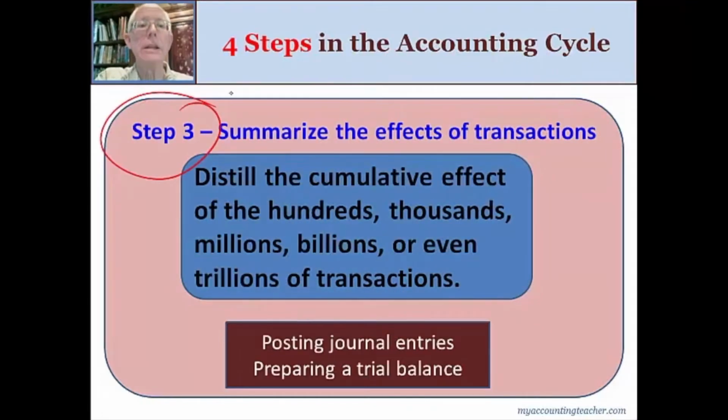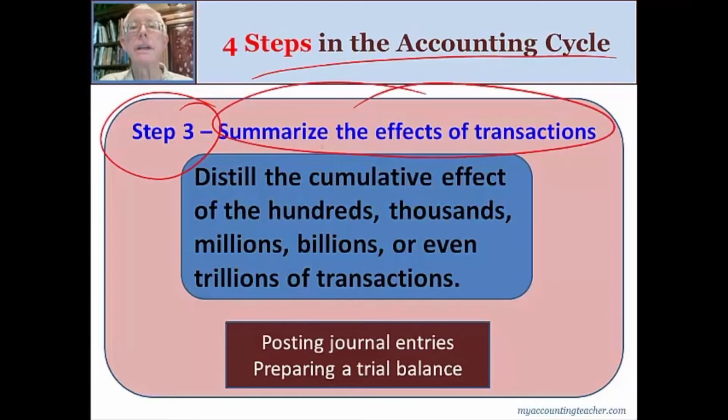Step 3 in the accounting cycle is you need to summarize the effects of the transactions. Okay, it's great to know that Coca-Cola had 650 billion servings of their products in 2012. That's nice. But we need to know, okay, how much money do they make? How many assets do they have? What's going on? We have to summarize it. We have to distill the cumulative effect of these hundreds, thousands, millions, billions, or in the case of Google, even trillions of transactions. That's step 3 of the accounting cycle.